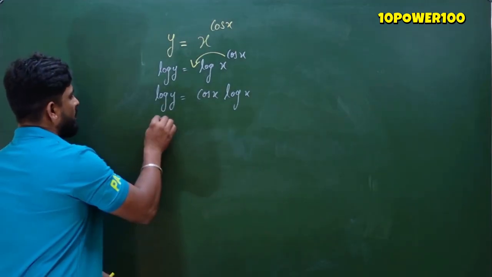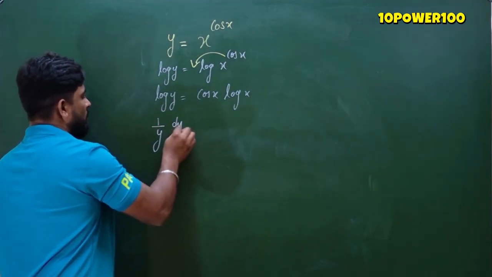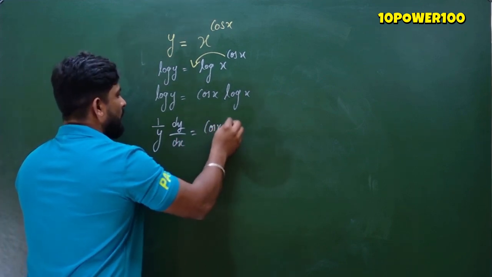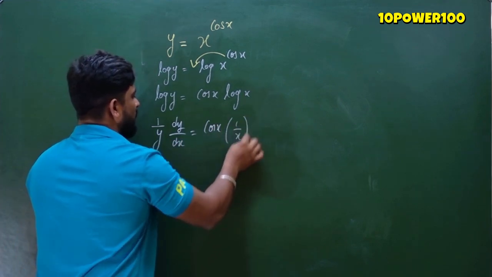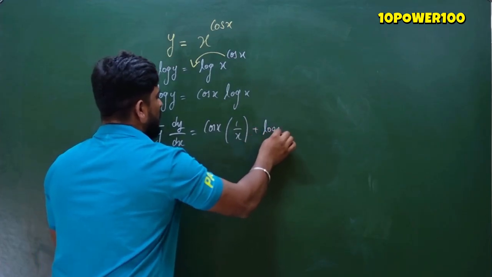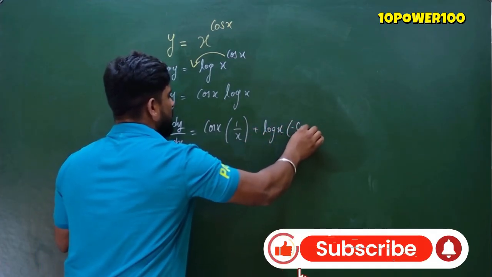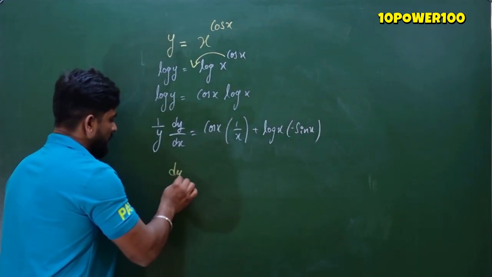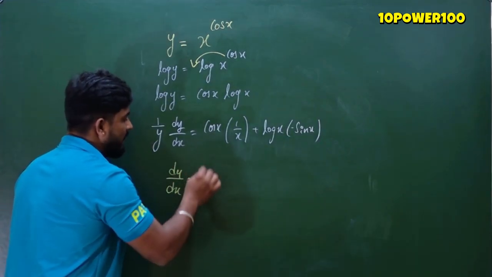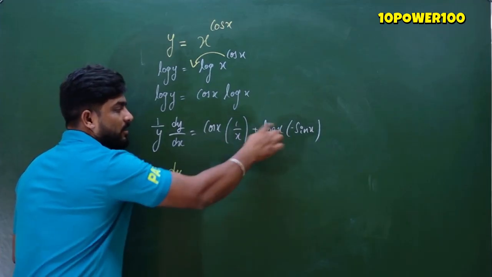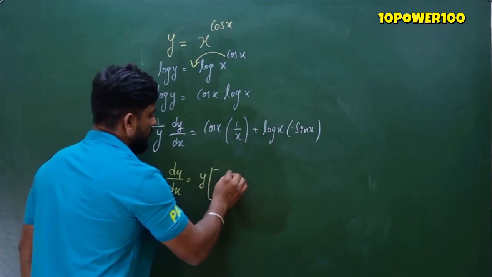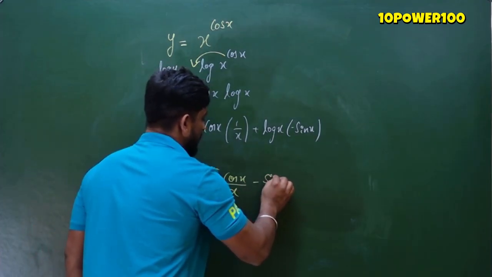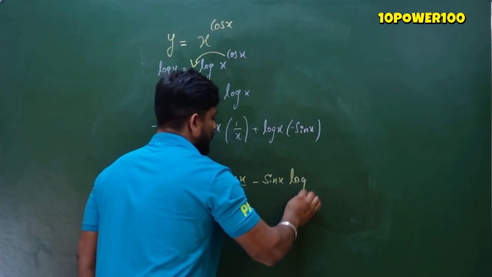Okay, so log y differentiation is 1 by y into dy by dx is equal to, here product: keep cos x as it is, log x differentiation is 1 by x, plus keep log x as it is, cos x differentiation is minus sin x. Finally, writing dy by dx, so dy by dx is equal to y multiplied here, y of the two terms, so take a bracket. So y of cos x by x minus sin x into log x.